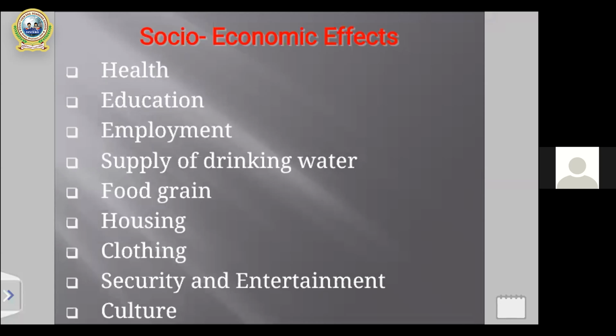Now, please share your view that health is the first side effect of rapid population growth. Please, can you share your view about health? I have to share my view upon health. Okay, please continue, start, effects on health because of rapid population growth.